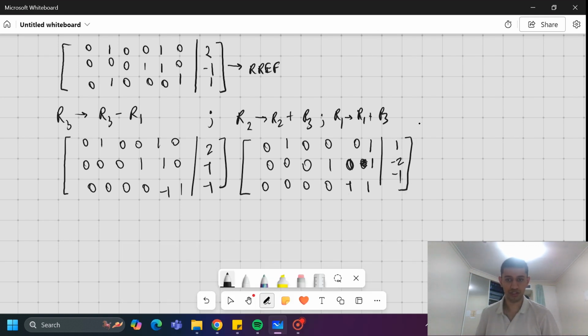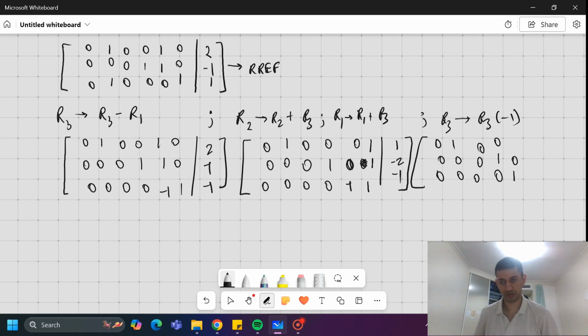This is almost in RREF, but you need to multiply R3 by minus 1 so that this becomes 1, and then we get something like this: 0 0 0 1 0 0 0 0 0 0 1 0 1 0 0 1 minus 1 1 minus 2 1. Okay, so we have this, and this is quite straightforward. Once it's in this form, we can just put in the values.